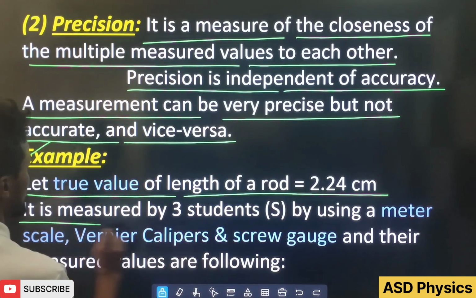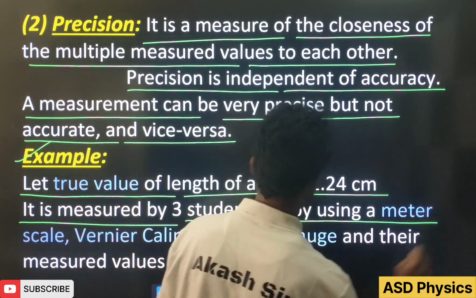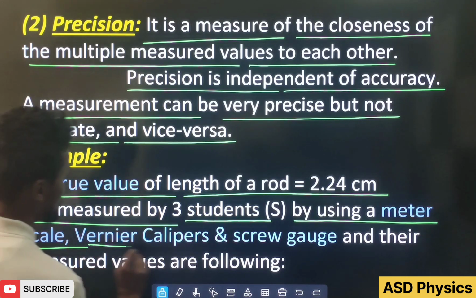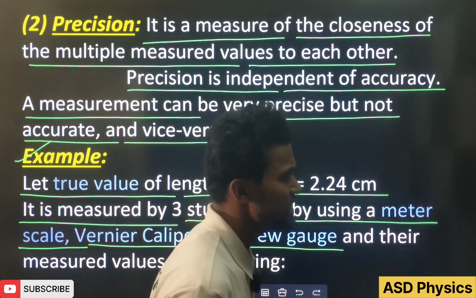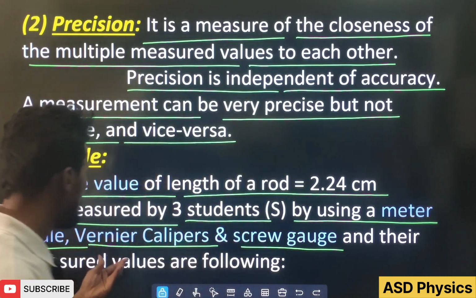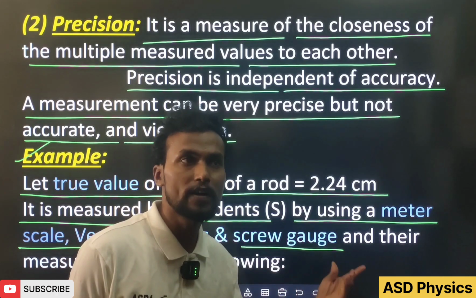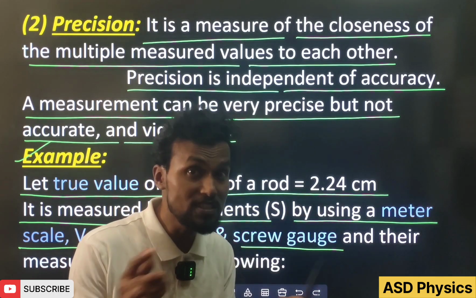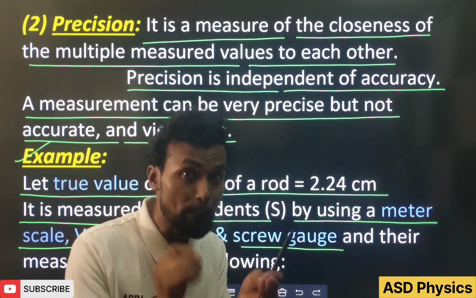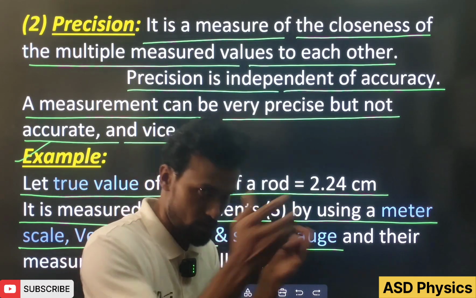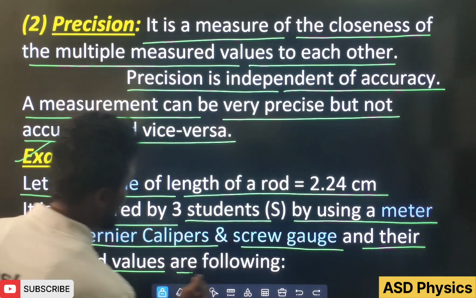Okay, so see. It is measured by 3 instruments. I will represent with S by using a meter scale, vernier calipers and a screw gauge. For meter scale, least count will be 0.1 centimeter. Vernier calipers least count will be 0.01 centimeter and screw gauge least count will be 0.001 centimeter. Then what is the least count? Very simple. A smallest measurement that can be taken by any apparatus accurately is called the least count. Okay, so see here, and their measured values are following.